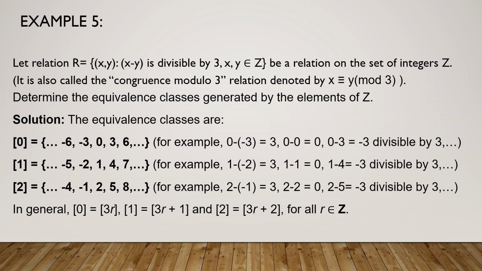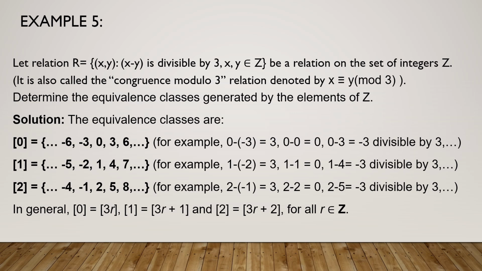Suppose I take minus 2. So 1 minus (minus 2) is 3, divisible by 3. 1 minus 1, 0, is divisible by 3. The next element in this set is, say, 4. So 1 minus 4 is minus 3, divisible by 3. So the equivalence class generated by the element 1 by the given relation will have elements of this kind: minus 5, minus 2, 1, 4, 7, again obviously with a difference of 3. Next will be 10.